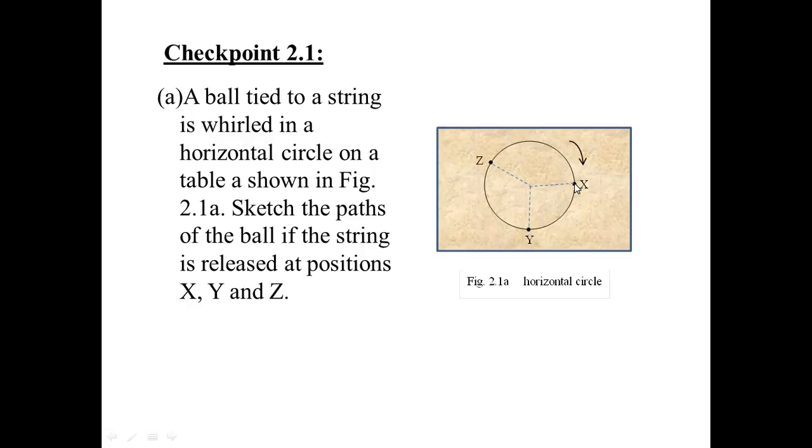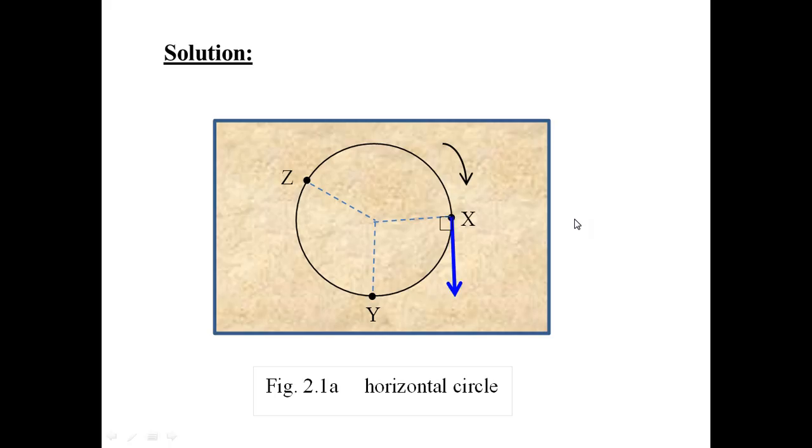the ball will continue to move in its direction of motion, which is in the direction of linear velocity. The linear velocity is tangential to the circle, so I will expect the path to look like this. Similarly, at Y, the tangential velocity is pointing to the left, and at Z, the tangential velocity will be pointing this direction. So when it's released at the point Z, the object will continue to move in the direction of motion, which is along this line.